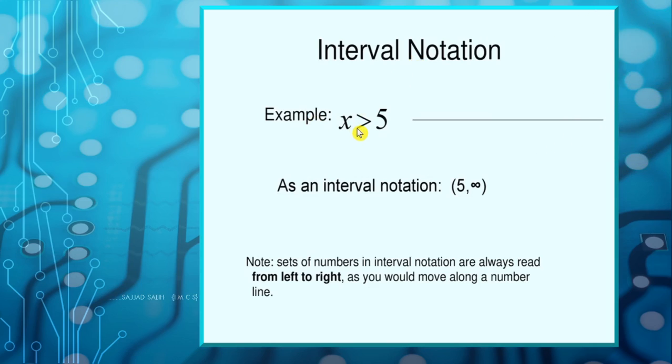Example: x greater than 5. How do we define it as an interval? First we define it in interval notation: x greater than 5 means 5 up to infinity, an open interval. X is any number in algebra. Note the sets of numbers in interval notation are always read from left to right, as you would move along a number line. Okay.